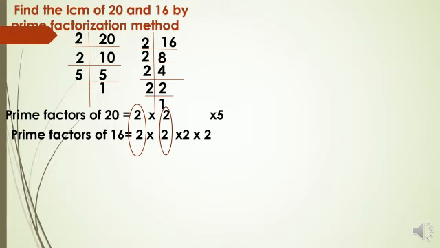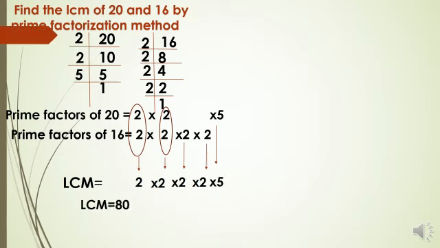Then, how to find LCM? LCM is the product of common factors 2 into 2 and the factors which are not common. Here, the factors which are not common are into 2, into 2, into 5. Then LCM is equal to 2 into 2, 4, 4 into 2, 8, 8 into 2, 16, 16 into 5, 80.